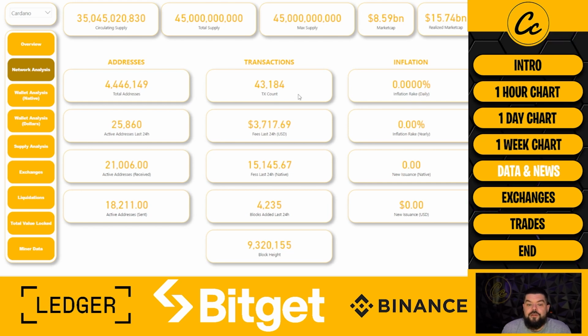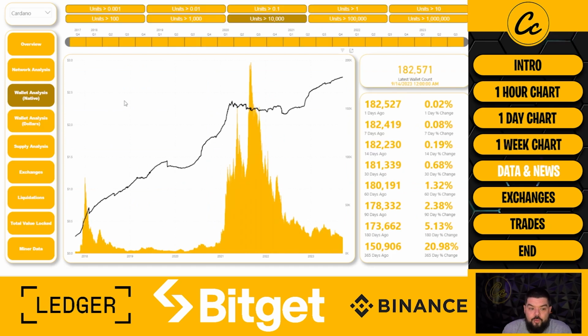There were 43,184 transactions in the last 24 hours, costing just $3,717 or 15,000 ADA. Blocks added in the last 24 hours, there are 4,235, and we can see the block height of 9.32 million. Fantastic to see Nick adding all of these over on the website now.